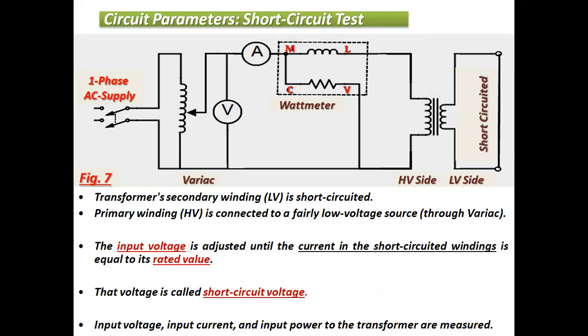Circuit parameters of short circuit test. Transformer's secondary winding, that is the LV side, is short circuited. Primary winding HV side is connected to a fairly low voltage source through a variac. The input voltage is adjusted until the current in the short circuited windings is equal to its rated value. That voltage is called short circuit voltage. Input voltage, input current, and input power to the transformer are measured.